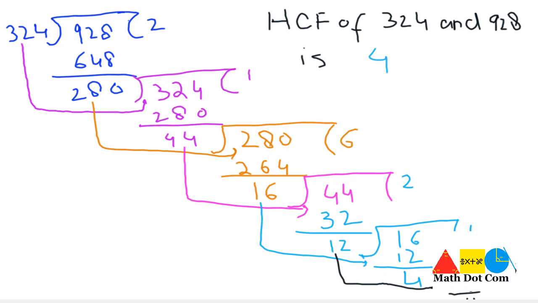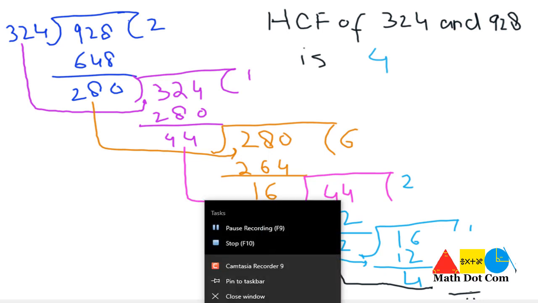So this was the concept of finding HCF by means of the long division method. Hopefully you understand the concept of HCF, what HCF is, its definition, and how we have to evaluate the HCF of two numbers using both methods, that is prime factorization and the long division method. Thank you.